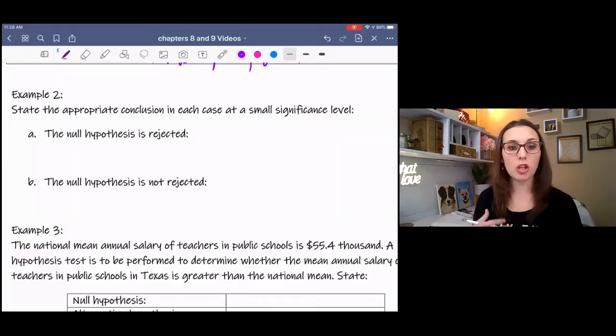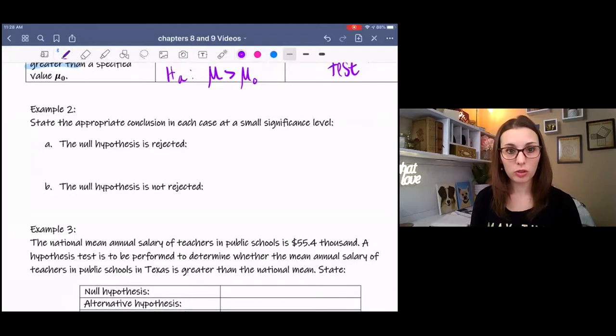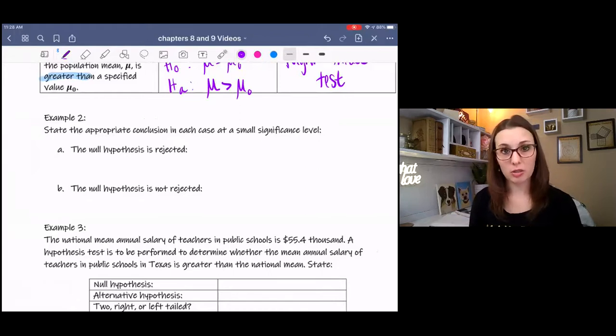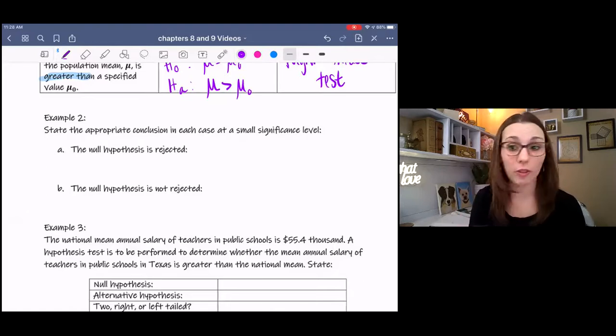For example 2, we have the conclusion that you would make based on a small significance level, like 0.001 or 0.005 or whatever. This is just getting you used to the wording. When we say the null hypothesis is rejected, so we found evidence to reject the null, do we accept the alternative hypothesis? No, we never do.